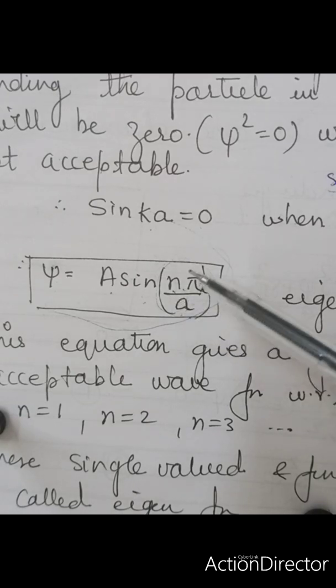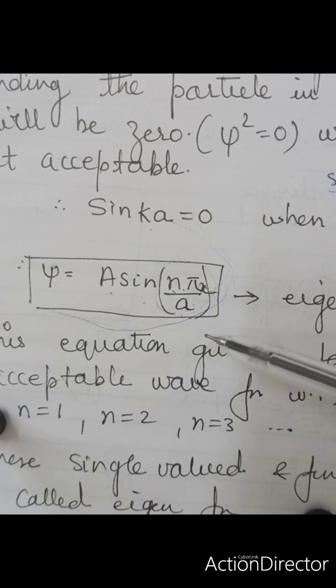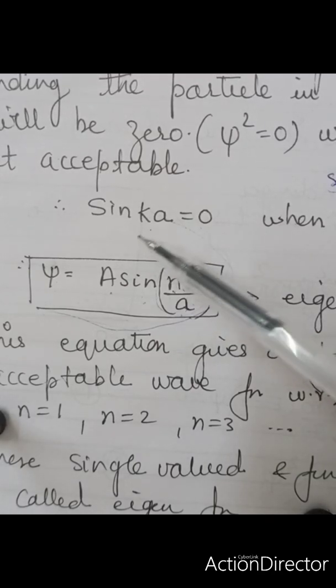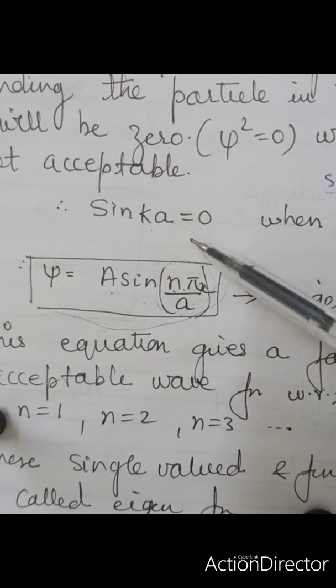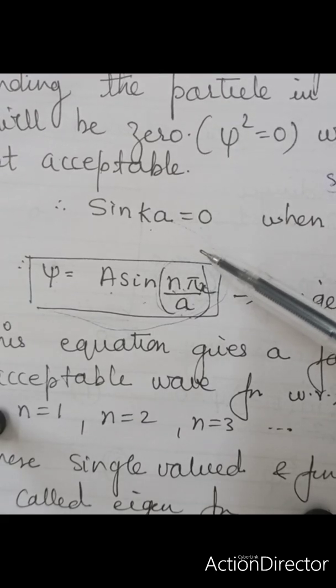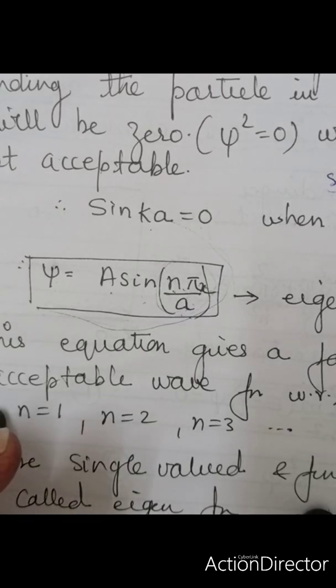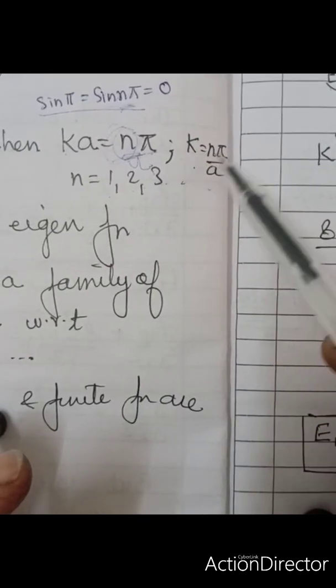So as I told you, psi cannot be 0, because if psi is 0, it means psi square will be 0. That is, the probability of finding the particle in the box will be 0, and that is not acceptable. So we are getting an equation that is sine Ka is equal to 0. Now there is a mathematical relation that sine n pi is equal to 0. So Ka will be equal to n pi, and from that you get the value of k, that is k is equal to n pi upon a.